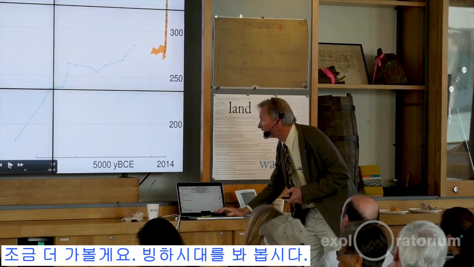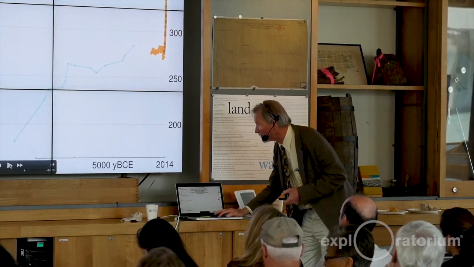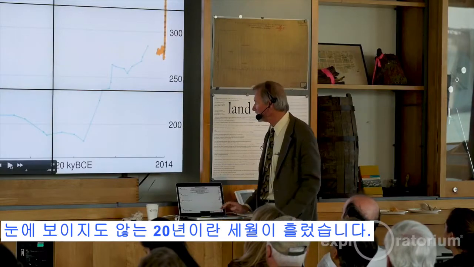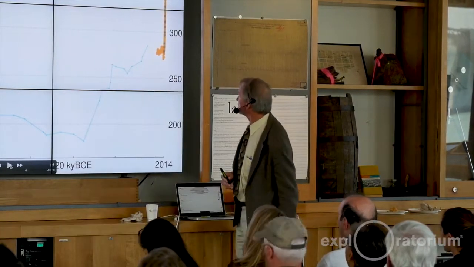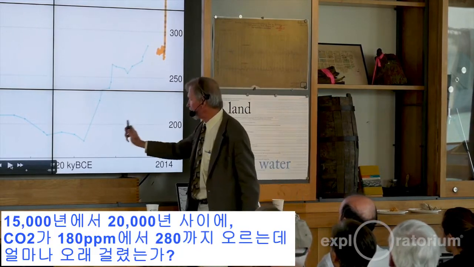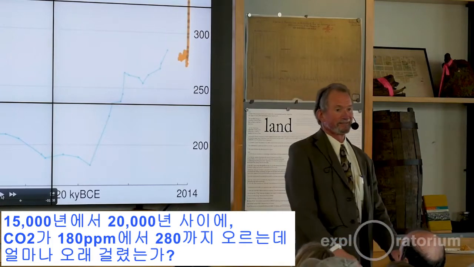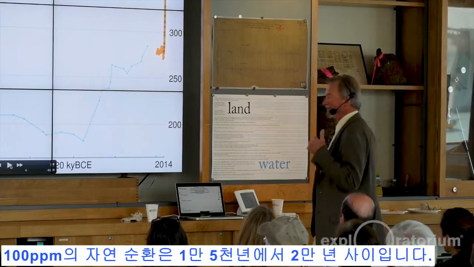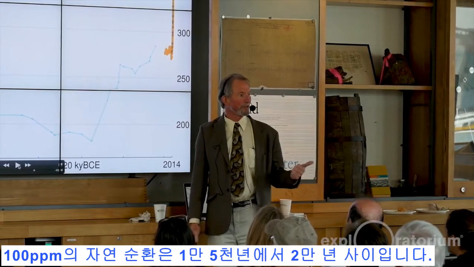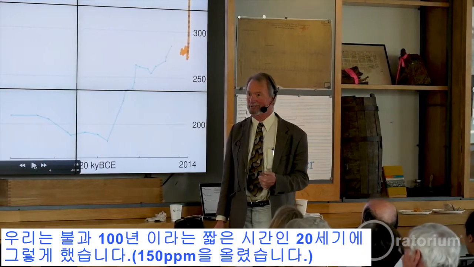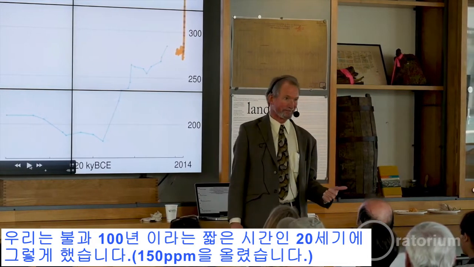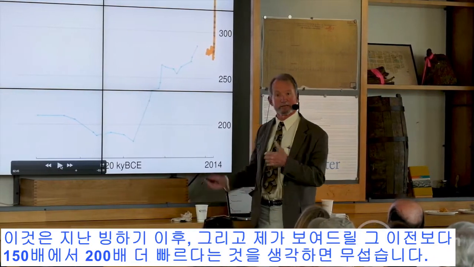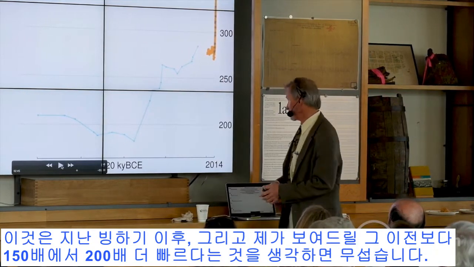I'll go a little further now. Take a look at this ice age. Now, this is a 20 here, in case you can't see it. How long did it take CO2 to rise from 180 to 280 parts per million? 15 to 20,000 years. 100 parts per million, natural cycle, 15 to 20,000 years. We did it in the 20th century in how much time? 100 years. This is scary when you start to think about it. It's 150 to 200 times faster than we've seen since the last ice age and even before, which I'm going to show you.